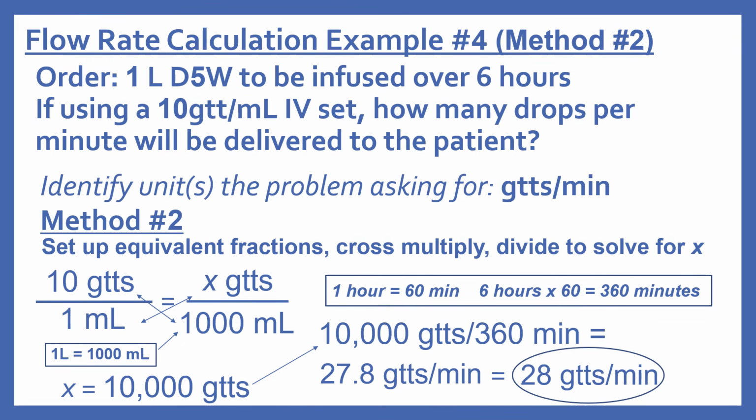So 1 hour equals 60 minutes, and there are 6 hours here, so 6 hours times 60, that's 360 minutes. So now we take 10,000 drops divided by 360 minutes, and that equals 27.8 drops per minute, and we'll round that to 28 drops per minute.